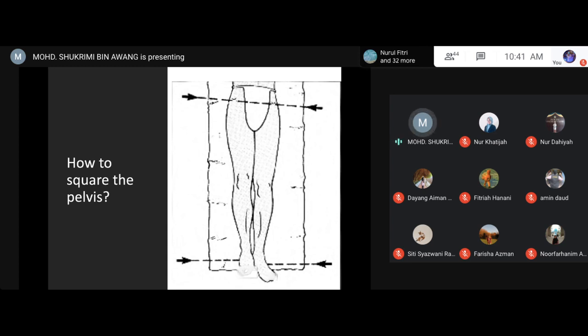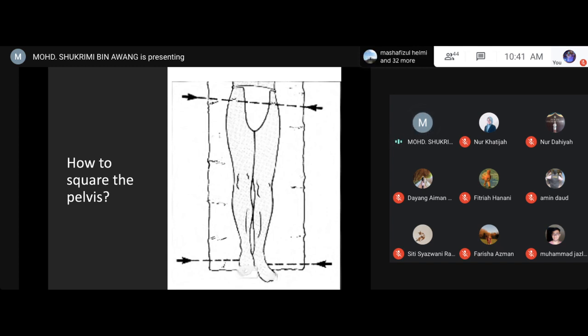So how do you square the pelvis? We ask the patient to sit first, then lie in supine position again. You ask the patient to sit first and return to supine position. Sometimes you won't be able to get a square pelvis. Further adduct the affected limb. If the patient is small, you can lift the buttock and try to maneuver until you get the pelvis square. But sometimes it's difficult. It still remains like that.